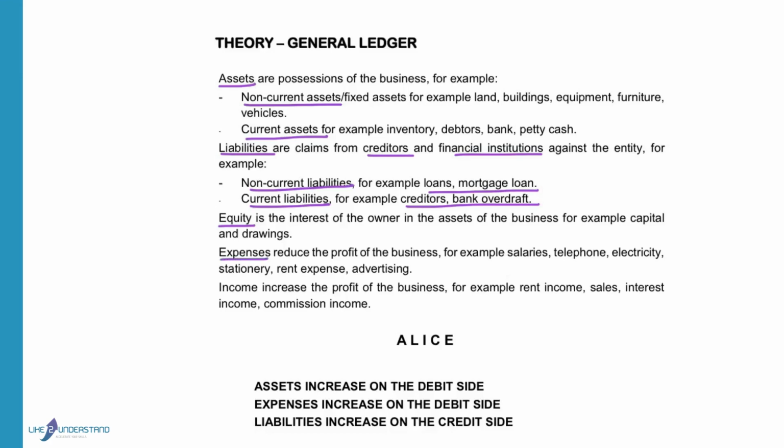Expenses reduce the profit of the business, so the owner will get less profit and therefore it will reduce equity. For example, salaries, electricity, stationery, advertising. Income increases the profit of the business, so the owner will get a bigger profit and the equity will increase. For example, rent income, sales, interest.